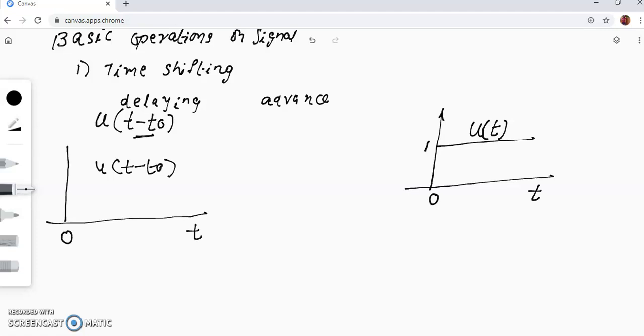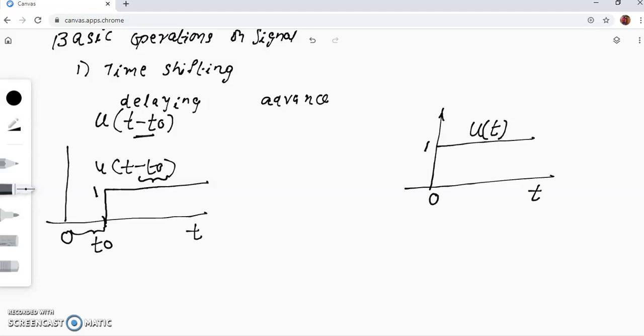So our signal now will be starting after a time of t0. This is the time called t0. The signal will start from t0 and move towards infinity like this, and the amplitude of the signal is exactly 1. There is no change in the amplitude of the signal, only the time is being shifted. Time is delayed in this case.